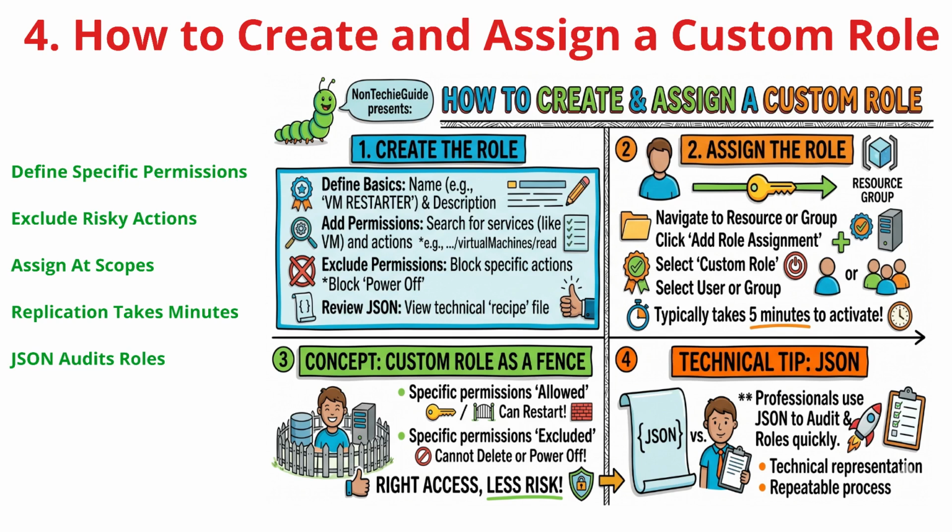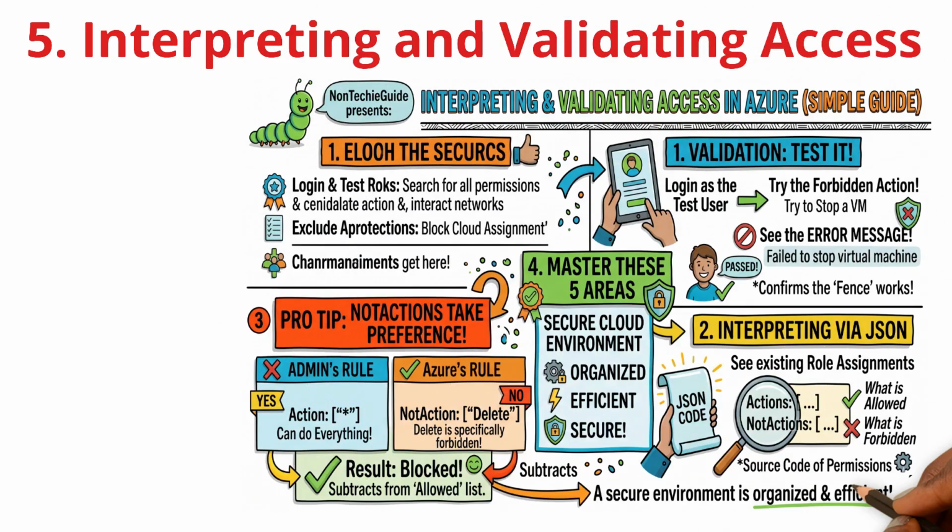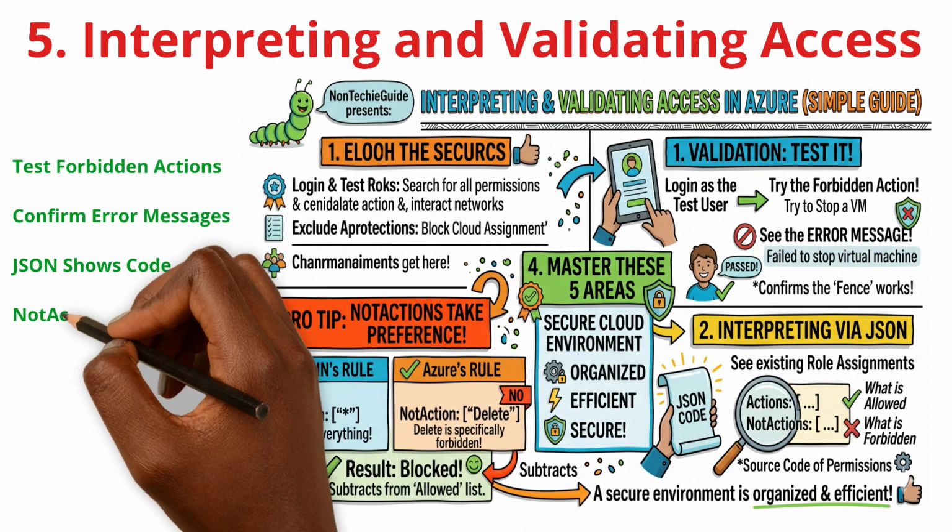Before finishing, you'll see a JSON file. Think of this as the technical recipe that pros use to double-check their work. Once the role is saved, simply navigate to your target resource, click Add Role Assignment, and link the role to your user. Just remember, it usually takes about 5 minutes for the new rules to reach every corner of the Azure globe.